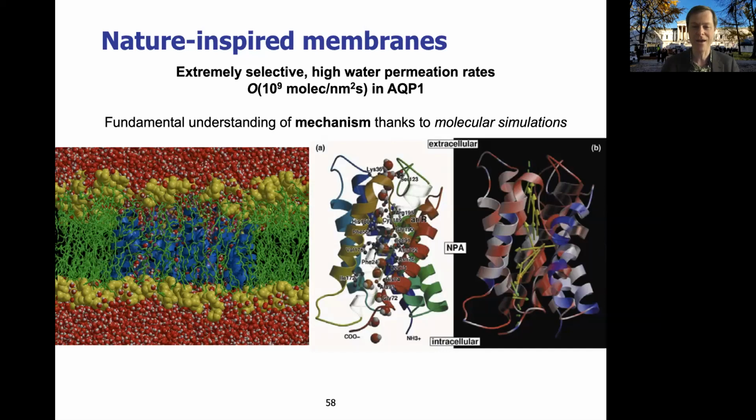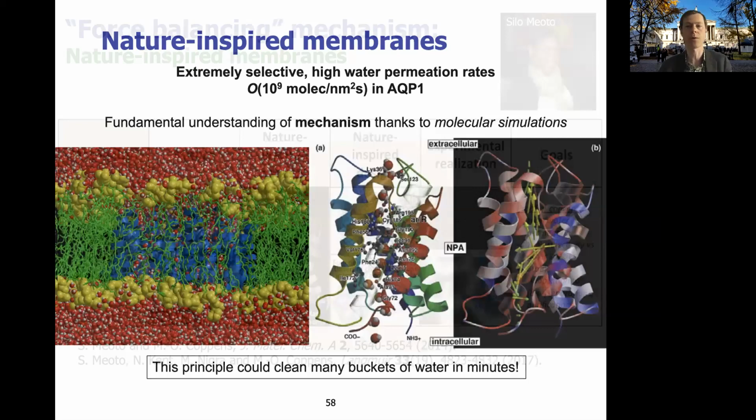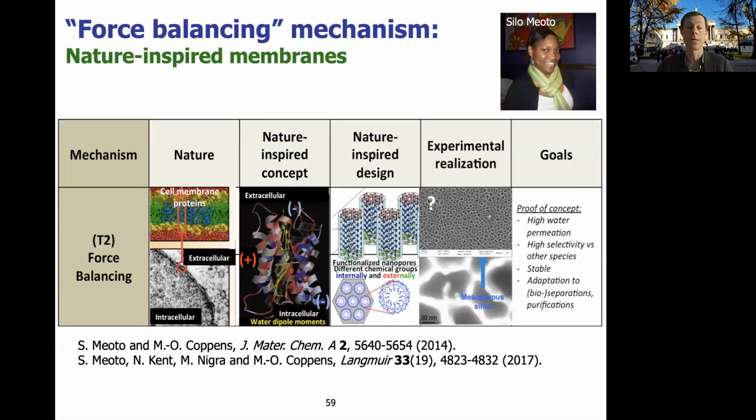And so if we were to apply this principle for water desalination and purification, literally clean buckets of water per minute, okay? With molecular simulations, you can understand these principles, but what Silo Mioto, former PhD student, did is then to use this, right? I can't go into the details because of time, but conceptualize this principle from nature and build materials with controlled nanopores, just like the pores you have in these catalytic materials. So nanopores, and functionalize them, putting different groups on the inside and on the outside, to have selective transport through them, right? So that is actually the goal.